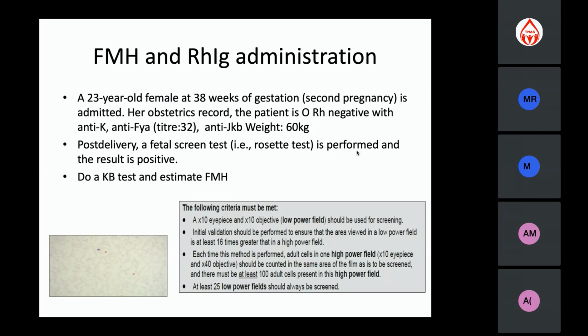For the sake of discussion, take the same mother at 38 weeks of gestation. We know she has a complex antibody of anti-K, anti-Fya, anti-JkB. Her weight is 60 kilograms. Post-delivery, her fetal screen test, that is the rosette test, which is a qualitative test, was performed, and the result was positive. So the question is to estimate the fetomaternal hemorrhage, and we are asked to do a Kleihauer-Betke test. In the bottom picture you can see the Kleihauer-Betke test. The prominent ones are the fetal RBCs, and in the background we can identify the maternal RBCs.